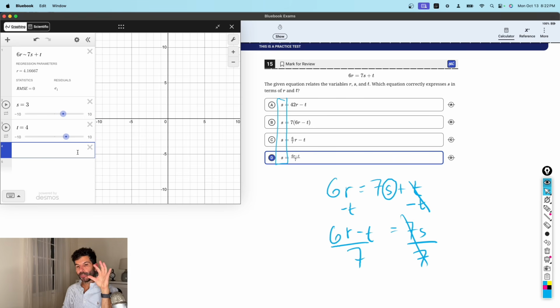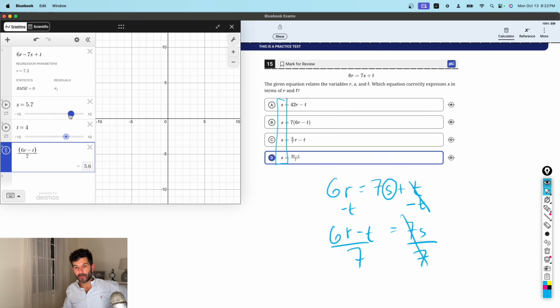So if I were to do it this way, what I would want to do now is, again, test our choices, but we think D's the answer. I'm going to type in just the 6r minus t part, and I want to make sure it's in parentheses, and we're going to put it over 7. And what do I get? I get an s value of 3, and that is what I picked for my slider.